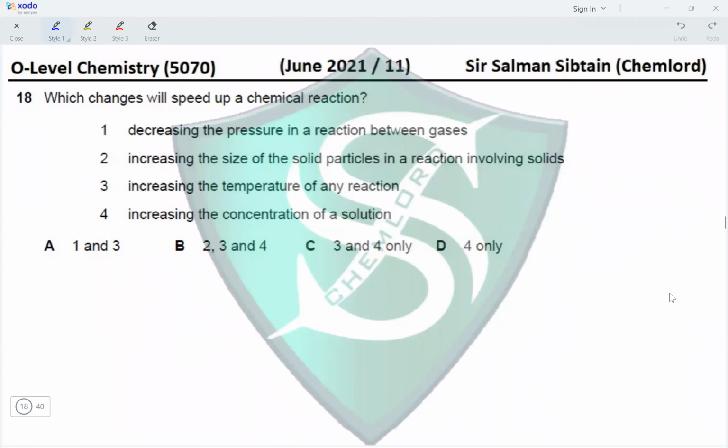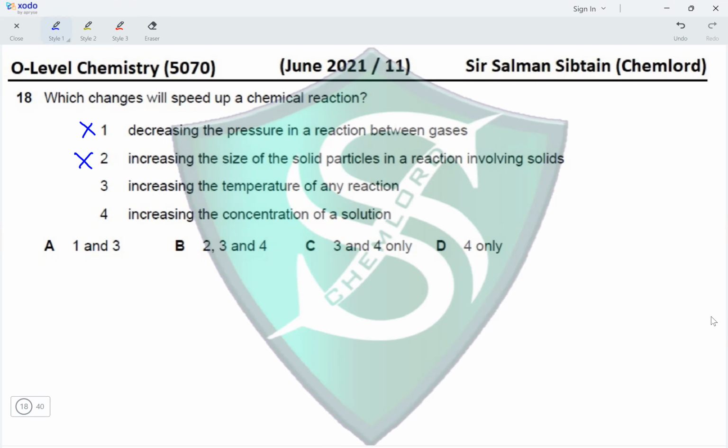Question 18. Which changes will speed up a chemical reaction? Decreasing the pressure in a reaction between gases. It's supposed to speed up. If we decrease the pressure, that means the collisions between the gas molecules would decrease, and this would not speed up the chemical reaction. So this is wrong. 2. Increasing the size of the solid particles in a reaction involving a solid. The greater the size, the slower the reaction. So this is wrong.